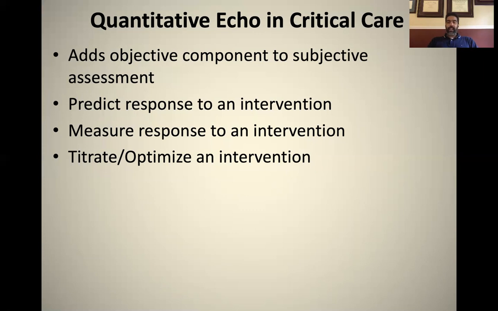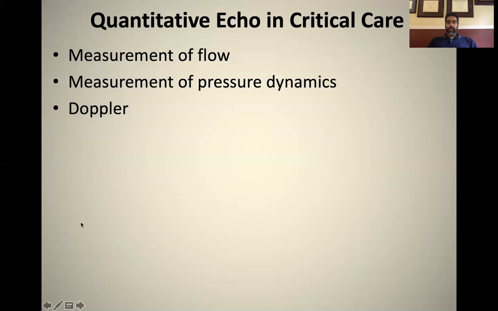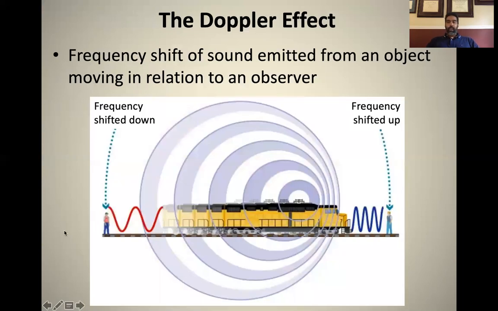And by doing these things, it helps you titrate and optimize your intervention to evaluate your patient and to achieve the goals you're trying to achieve. There are really two big things that quantitation in critical care focuses on. One is the measurement of flow, the quantitation of flow. And the other is the measurement of pressure dynamics, whether that be in the ventricles or the atria or leading into the heart. And largely, quantitative echo in critical care revolves around using Doppler echocardiography. So the rest of this talk is really going to be a deep dive on Doppler and how to use it properly. Doppler echocardiography relies on the Doppler effect.